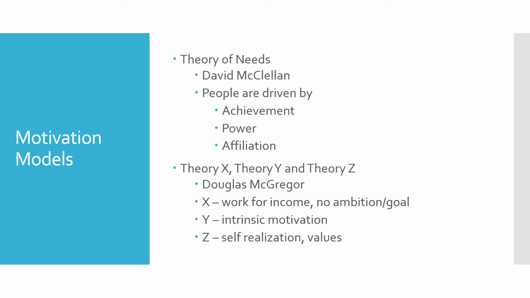The final model we're going to discuss is Theory X, Theory Y, and Theory Z. It was given by Douglas McGregor. Theory X says that people work only for income. There is no goal-oriented or ambition-oriented thought process among the employees. This is an old school of thought used in labor-intensive industry. They think people come just for livelihood and income, to take care of their family. That's a pre-knowledge economy scenario of Theory X.